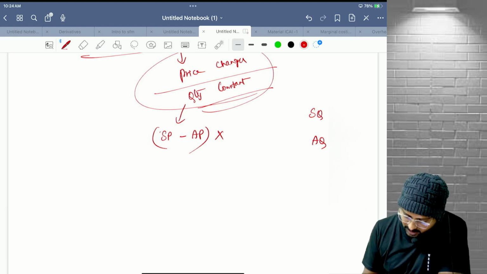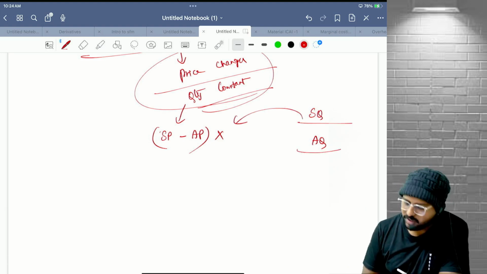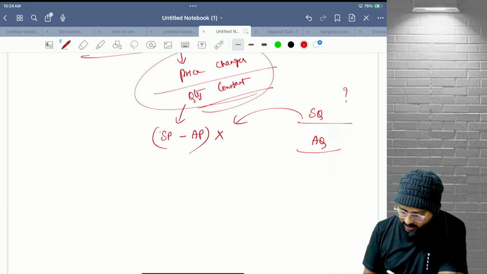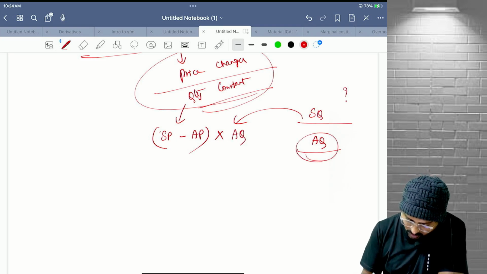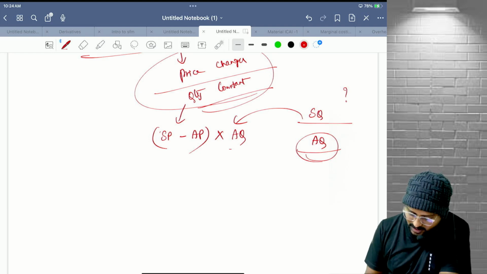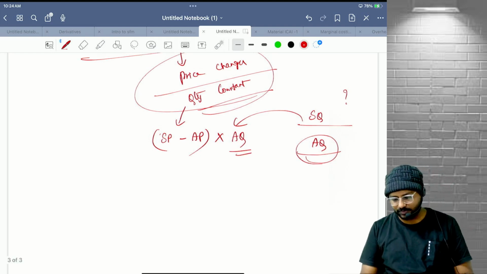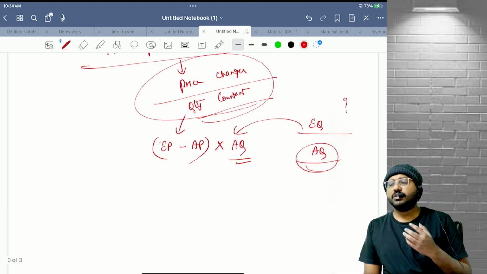Clear? Right. Now in these two, one should be constant here. So which one should be constant? Are you able to get me? Well, the answer is what, Nana? Actual quantity. Now the question is, why are you taking AQ as constant? I already told you. What is the concept of standard cost?